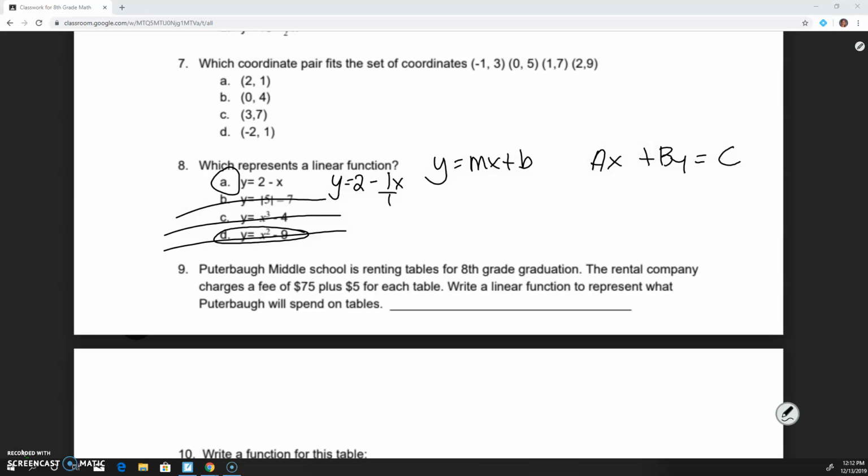Okay, number 9. Peterborough Middle School is renting tables for 8th grade graduation. The rental company charges a fee of $75. That's their starting point. Plus $5 for each table. All they wanted you to do is write a linear equation.